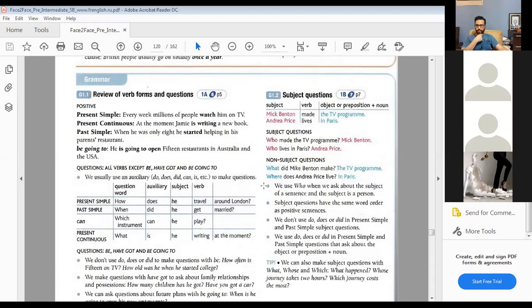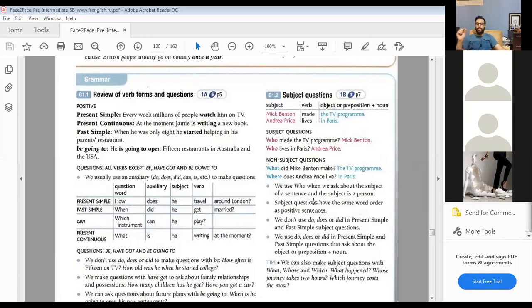We use who when we ask about the subject of a sentence, and the subject is a person. Subject questions have the same word order as positive sentences. We don't use do, does, or did in present simple and past simple subject questions. We use do, does, or did in present simple and past simple questions that ask about an object or preposition plus noun. Correct. So the summary of all of this is, if you want to ask about the subject, don't use do, does, or did.